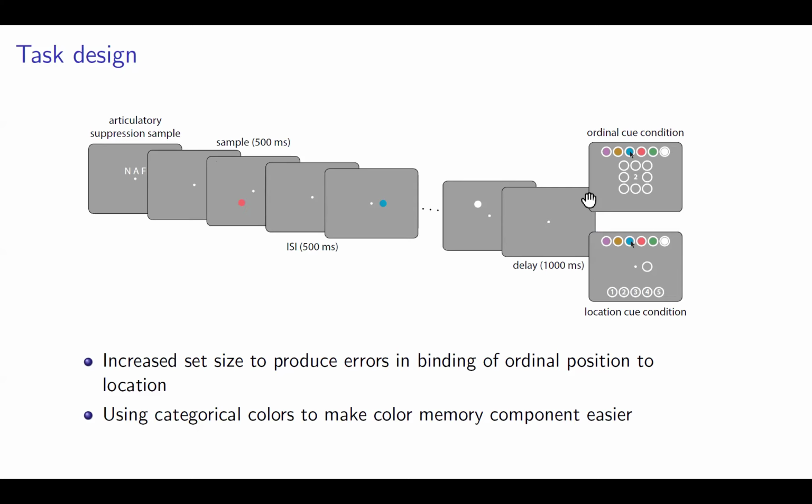The stimuli can appear at eight different locations, shown here in the response screen around the center. There are five items in total. And there's also articulatory suppression, which was also used in the other experiment, by the way, to make sure that participants weren't verbalizing the stimuli.